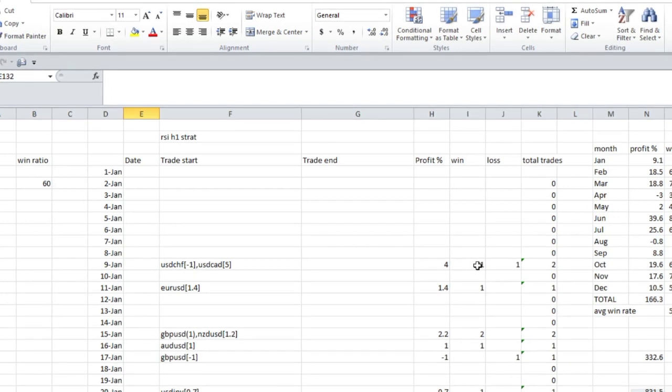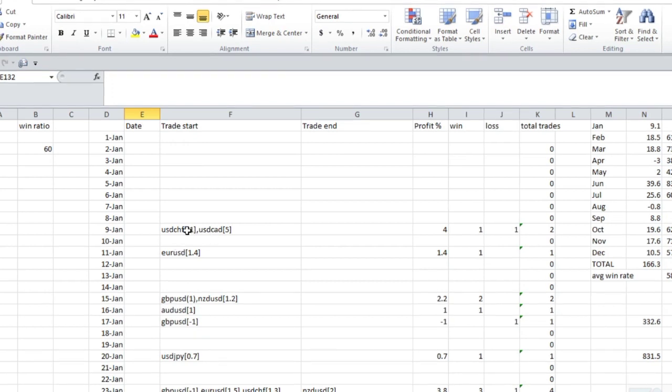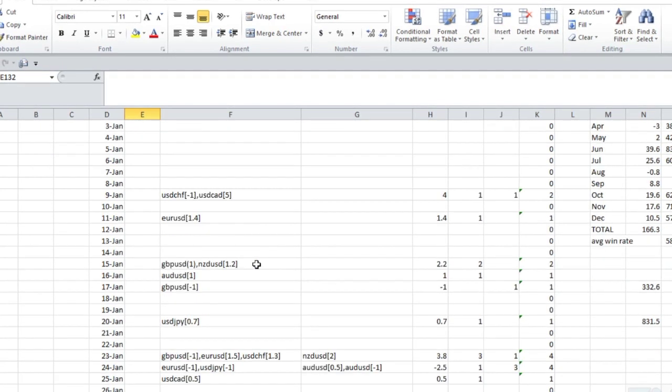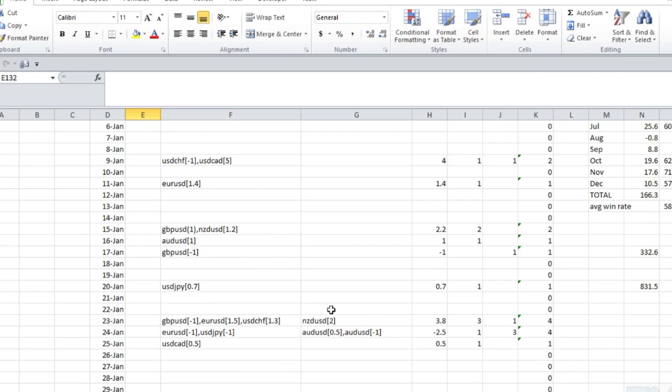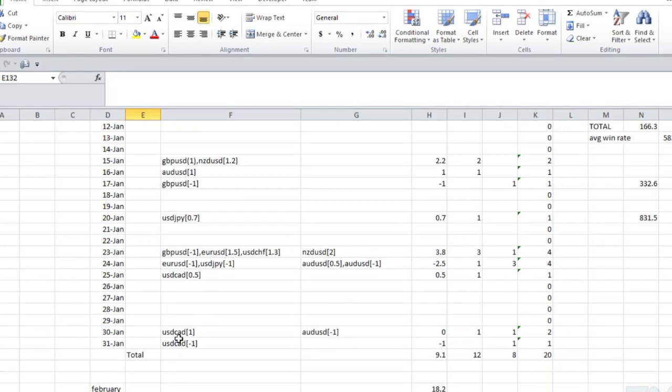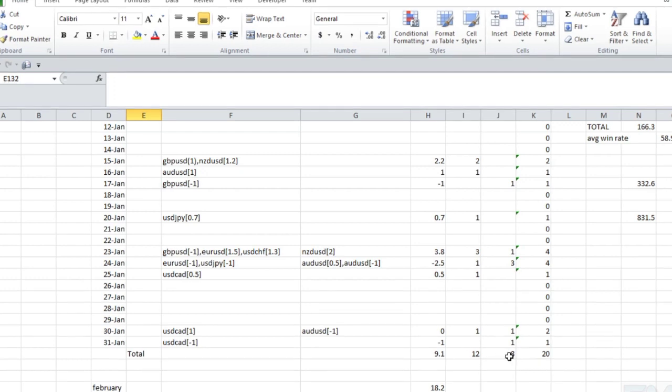Then wins, you can see you lost this trade, I wrote one loss, won this one, I wrote 1 win. So that's what you do. Make sure you write the pair in case you want to cross check, in case there's any error, or you just want to cross check at a later date. So that's how you do it. And once you're done, it will compile everything for you: your total, your profit, the amount of profitable trades, amount of losses, then the total trades.